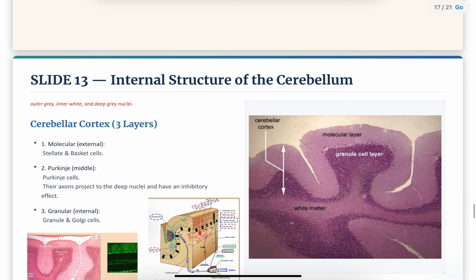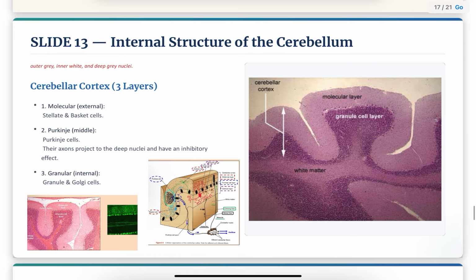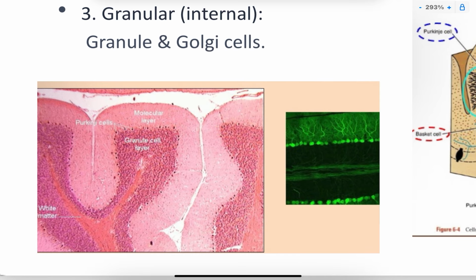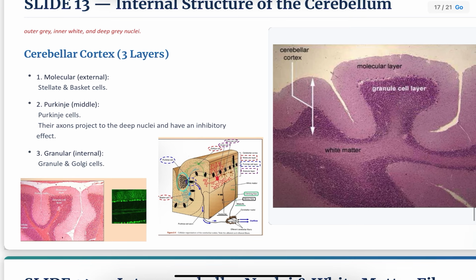Okay. Now, let's take a look at the internal structure of the cerebellum. If we take a cross section, we can see the outer gray matter and inner white matter, and deep gray nuclei within them. So outer gray matter, inner white matter, and deep gray nuclei.